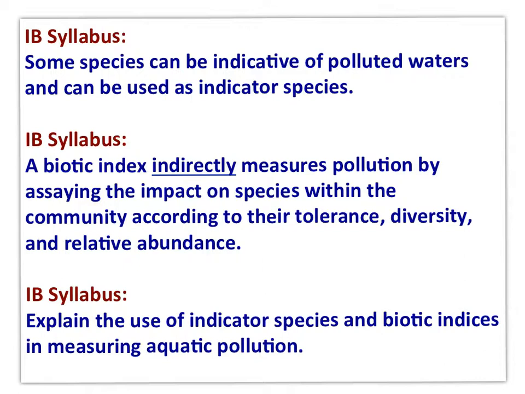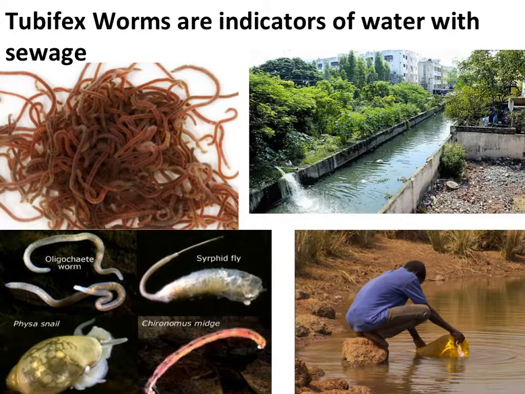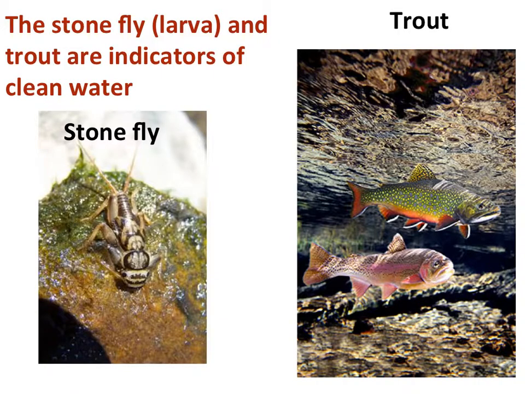The presence or absence of certain aquatic species can be an indirect indicator of water cleanliness. Let's take a look. The presence of certain species in an aquatic system, like these tubifex worms in the upper left corner, is an indication of pollution. And the presence of other species in an aquatic system, such as the stonefly, is an indication of clean water.